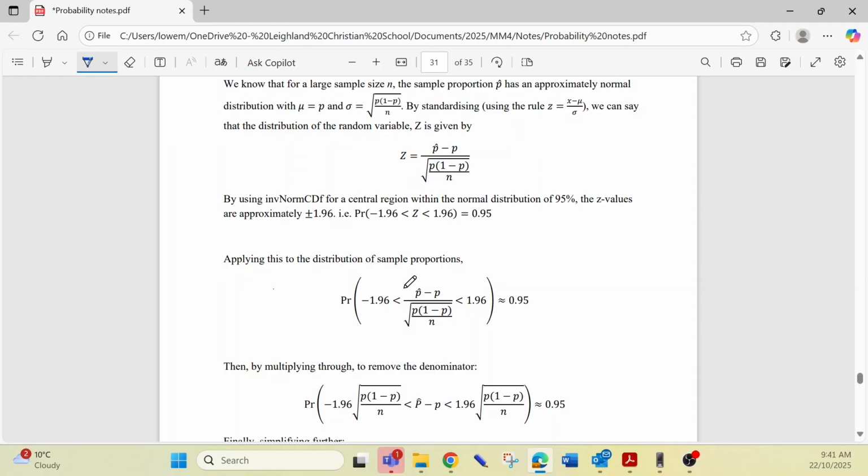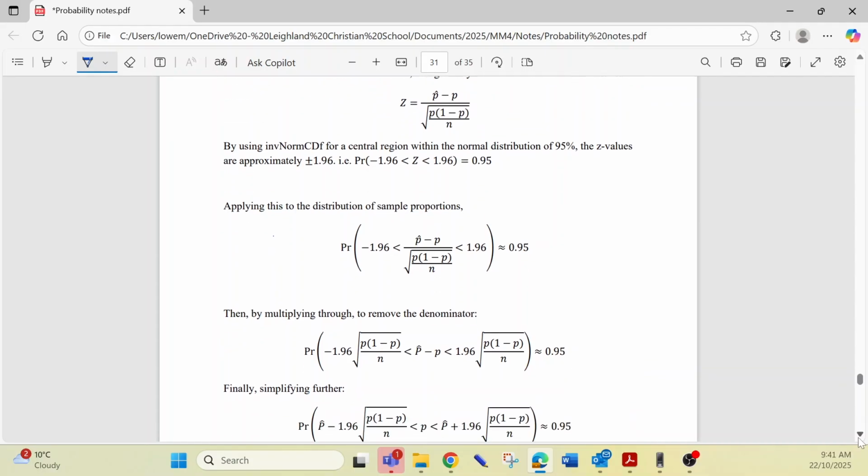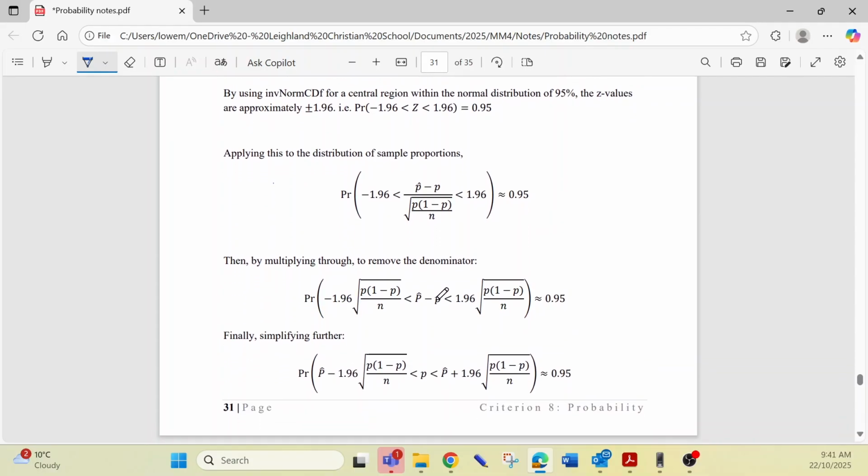We want our z value to fall between minus 1.96 and positive 1.96, because that will give us approximately 0.95. By doing a little rearranging, multiplying through by our standard deviation, we get p hat minus p being between negative 1.96 times our standard deviation and positive 1.96 times our standard deviation. That is approximately equal to 0.95. And if we go a bit further by getting our p on its own, this is what we end up with.